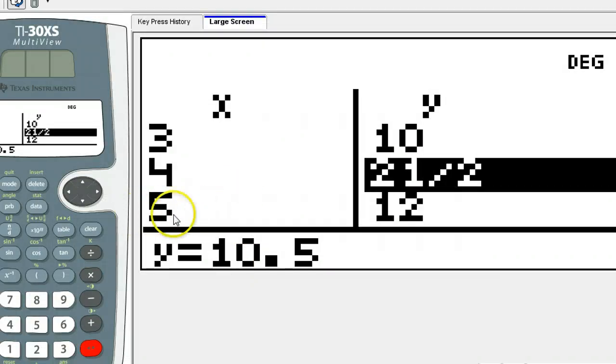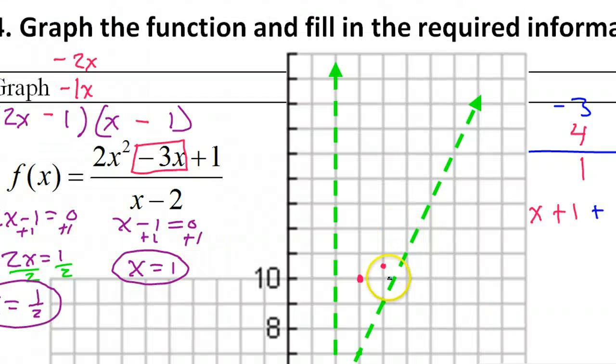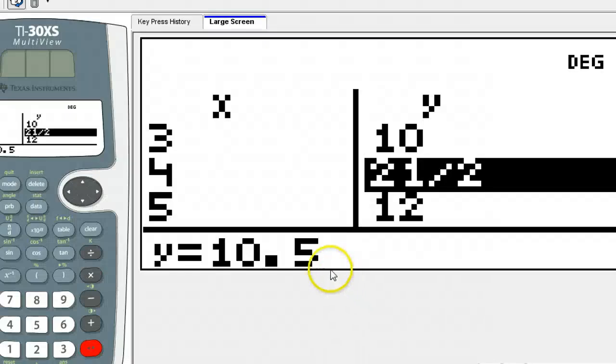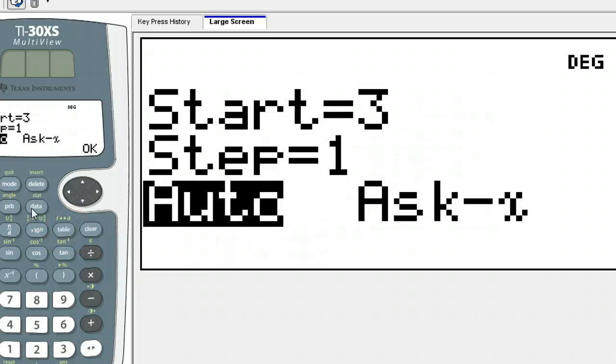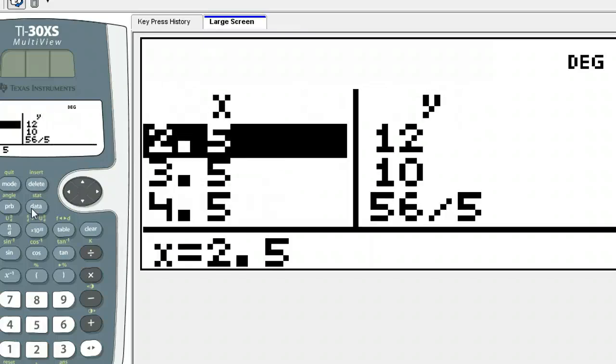Okay, now let's go ahead and look at a couple more. So at 5, we're at 12. Okay, so this is 4, so at 5, we'll be here at 12. Alright, and now I would like to see what's happening at 2.5. So let's go back to the table, hit enter. Let's go ahead and type in 2.5 and take a look. Alright, at 2.5 we're also at 12.